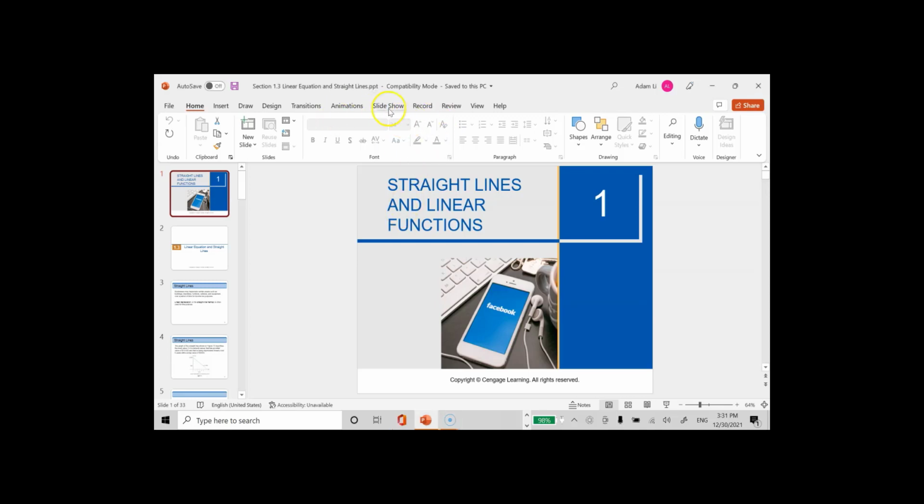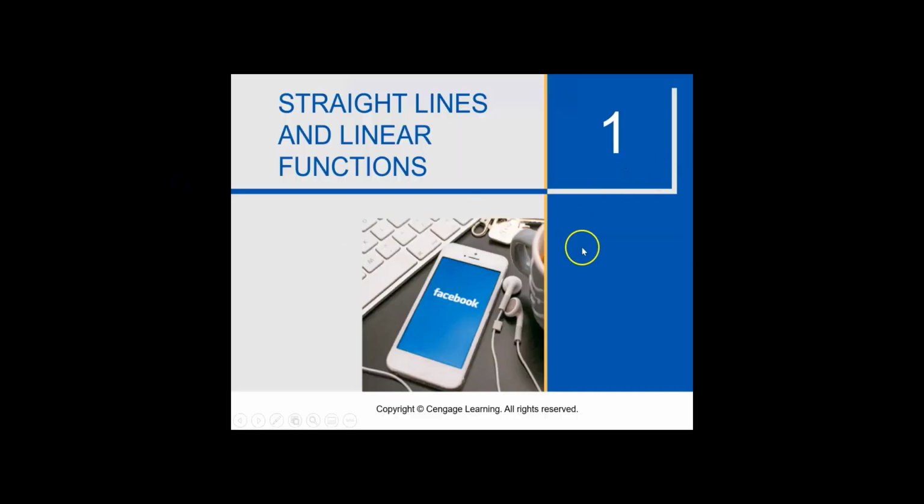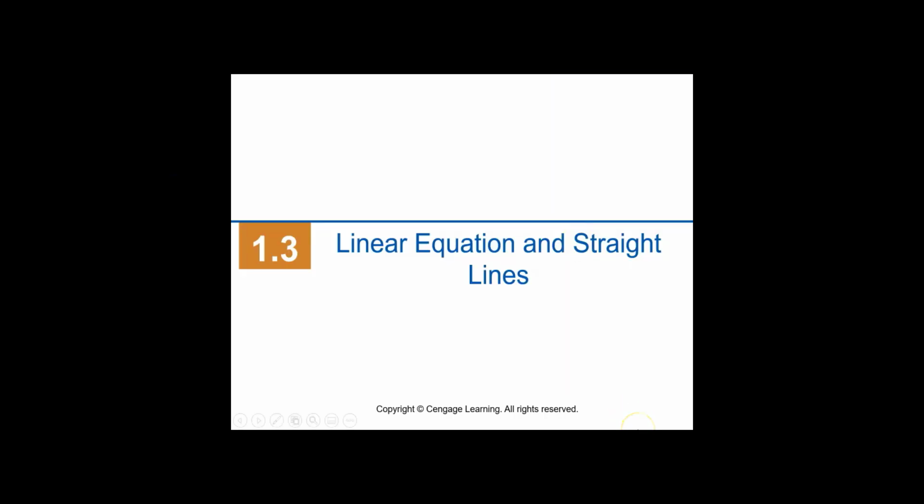Okay, let's continue on chapter 1 about straight lines and linear equations. Let's talk about linear equations, and then we're going to get into the slope and the y-intercept, different important elements in the linear equation. First of all, in section 1.3, we're going to look into linear equations with straight lines, and take a look at the different forms of linear equations.